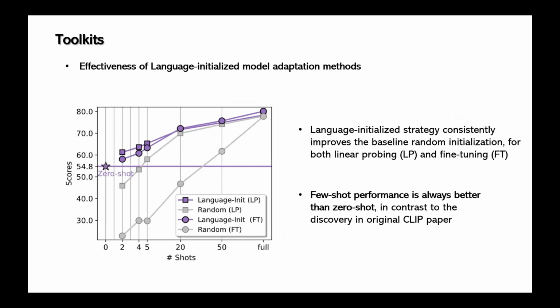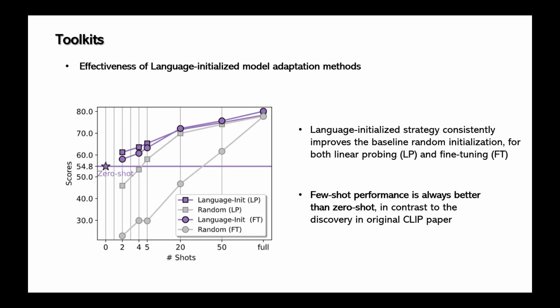So now let's take a look at the performance of this language initialization method. We are comparing in both linear probing and fine-tuning settings for different numbers of training examples. The proposed language initialization in our toolkit outperformed the baseline random initialization significantly, especially for the few-shot learning setting. And we show that even with very few shots, for example, one shot or two shots, in both linear probing and fine-tuning settings, the proposed adaptation method is better than zero-shot CLIP.